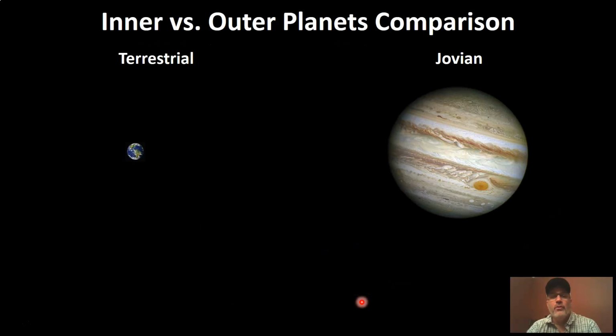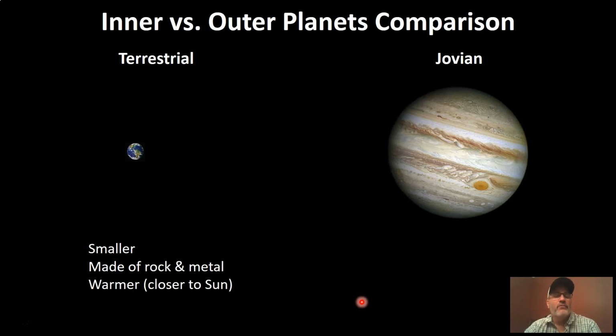All right, so let's do a quick T-chart where we list some differences between these inner and outer planets. Let's start out over here with our terrestrial planets. I think it would be fair to say, after looking at them, that these terrestrial planets are much smaller than the Jovian planets when we compare the two. We discussed the fact that they are made out of rock and metal. Very clearly, they're much closer to the sun, and so that's going to make these terrestrial planets warmer.